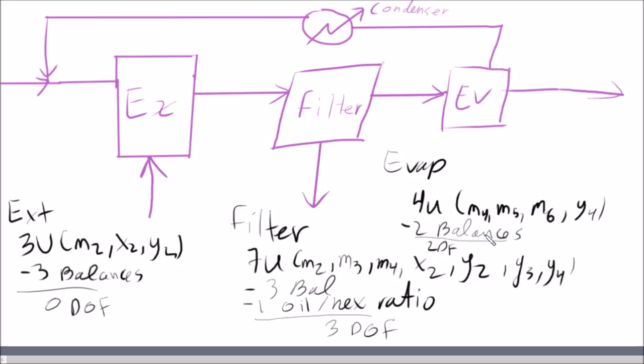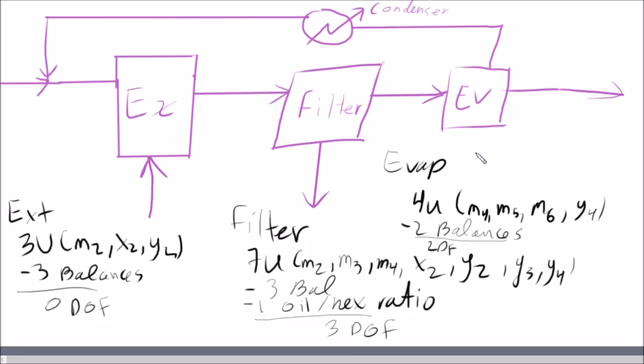Now, in this situation, there are 3 species involved here, my bad. So that means we have 3 balances, okay? And in the question, it was also stated an oil to hexane ratio, so that's a specification, so that also takes off 1 degree of freedom at the filter location.